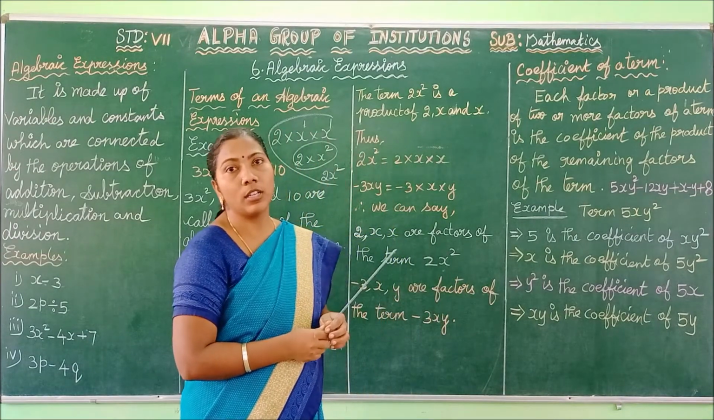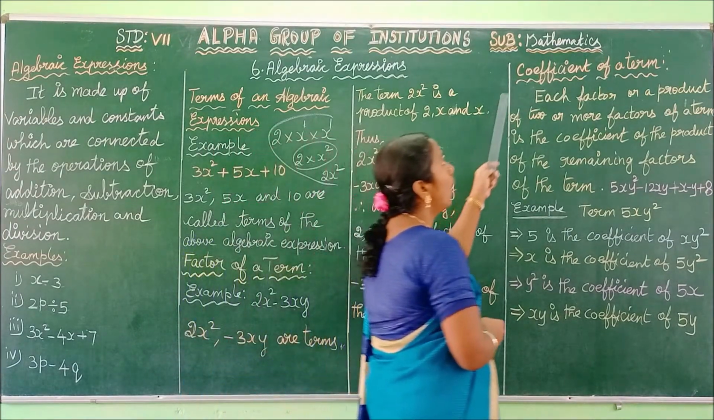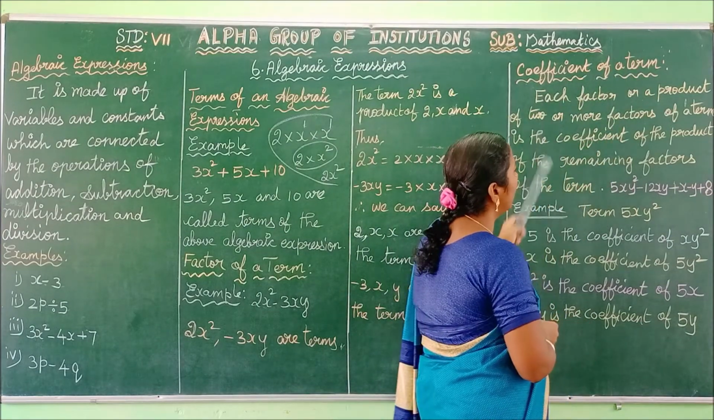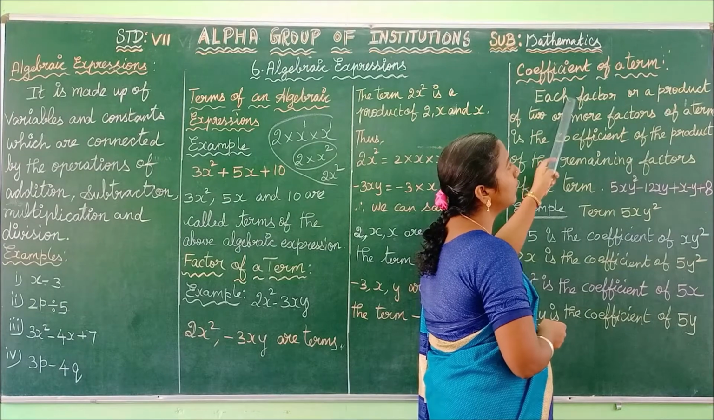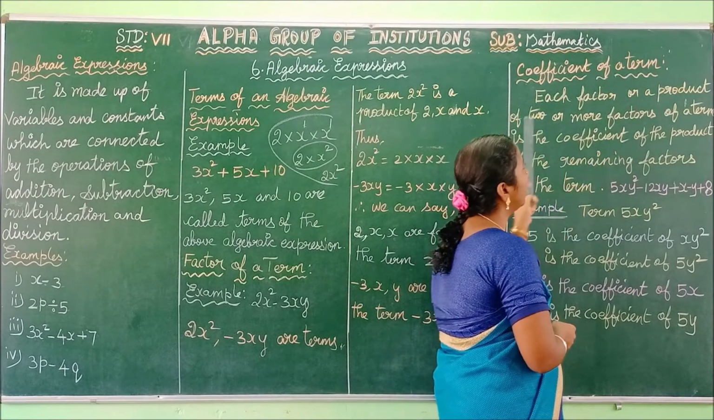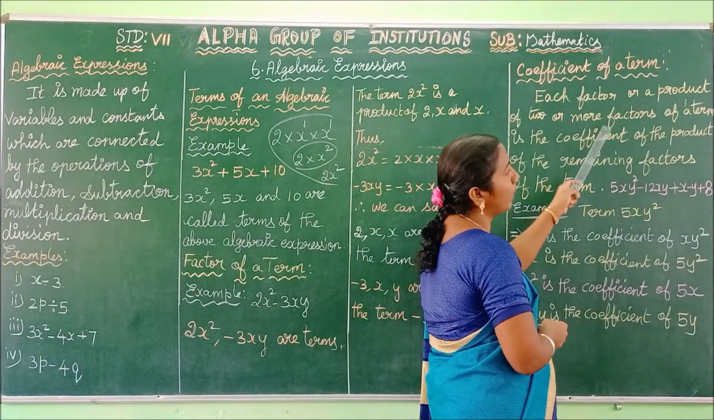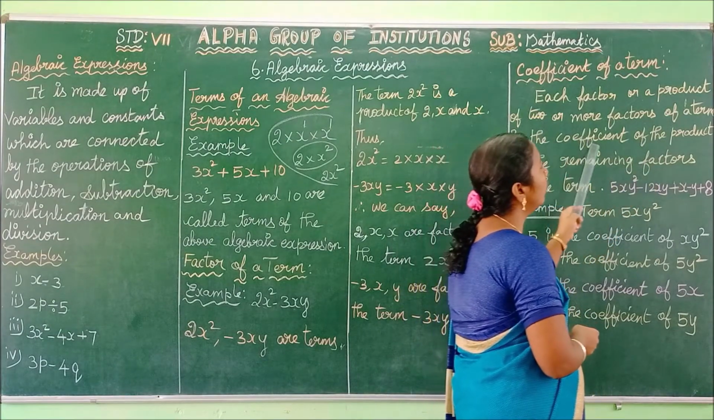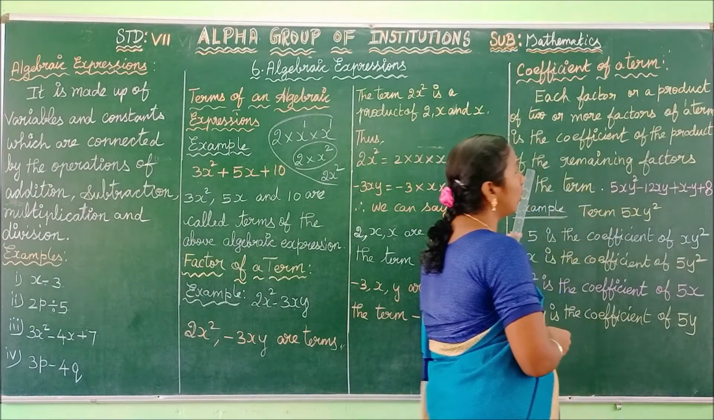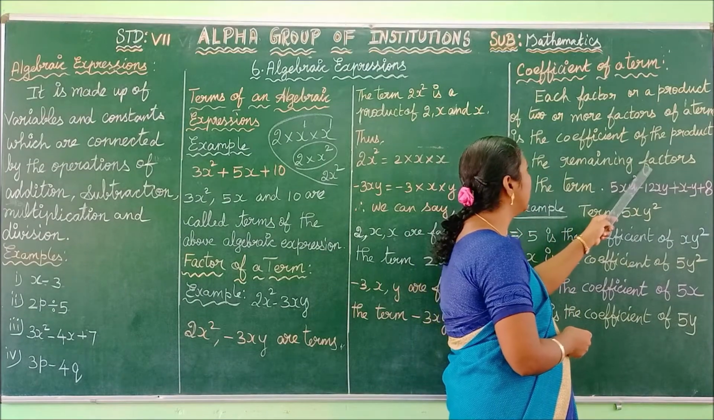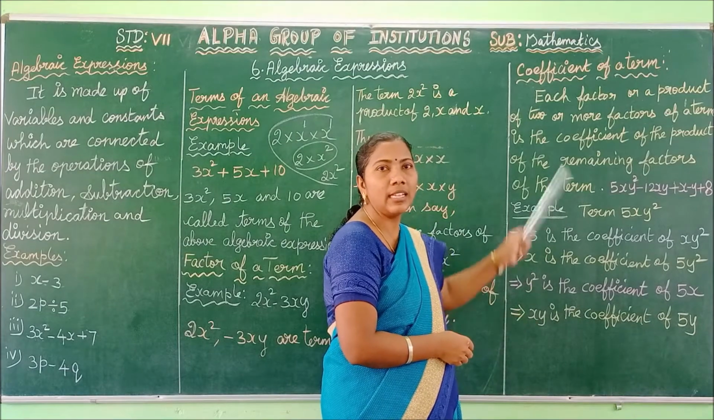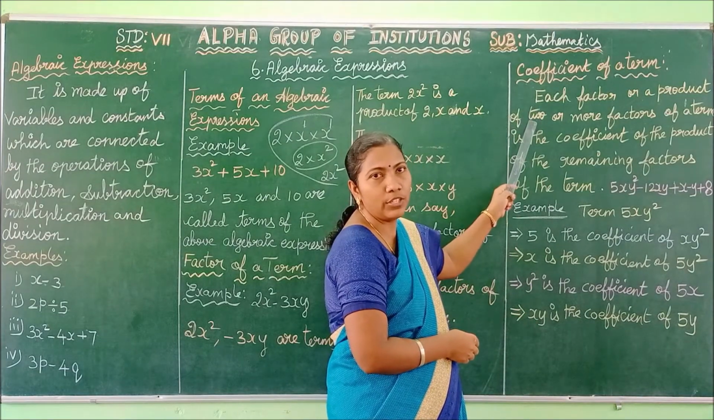This is very important, children, so listen carefully. How can you define the coefficient of a term? You just read the definition. Each factor or a product of two or more factors of a term is the coefficient of the product of the remaining factors of the term. By seeing this example, you can easily understand the definition of coefficient of a term.